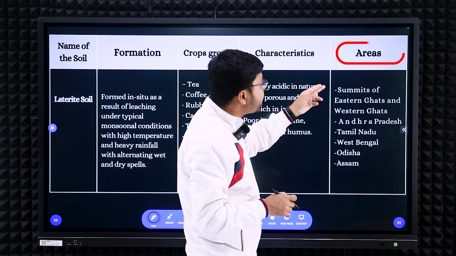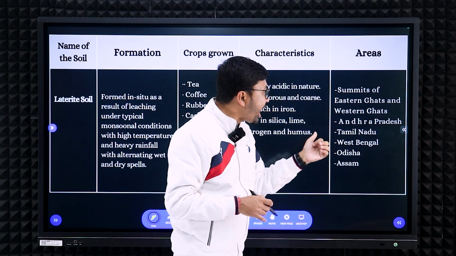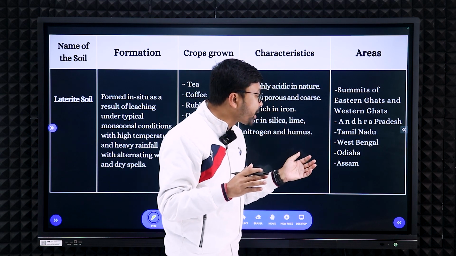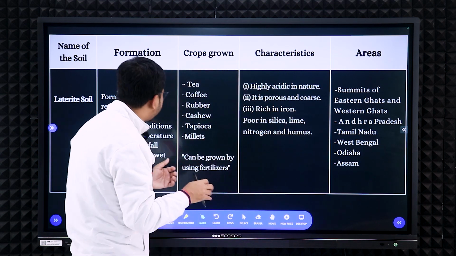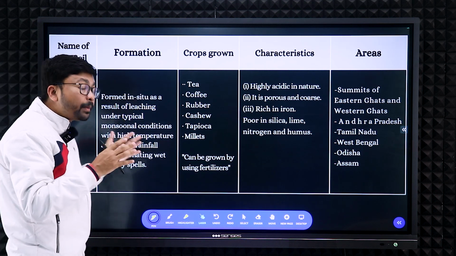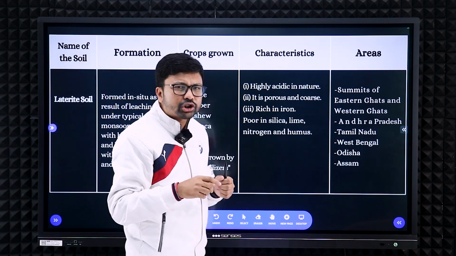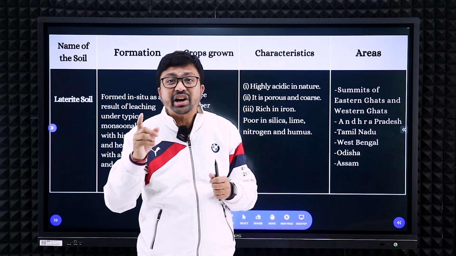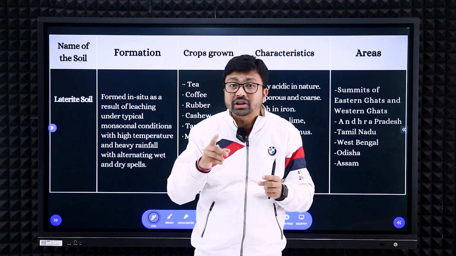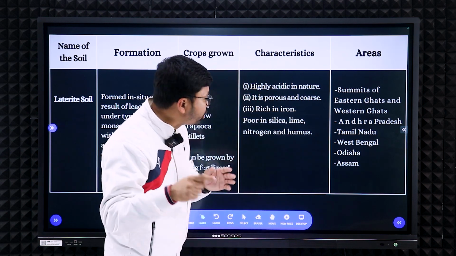The areas where we get it are the summits of the Eastern Ghats and the Western Ghats, in states like Andhra Pradesh, Tamil Nadu, West Bengal, Odisha and Assam. Those are the areas where we are getting laterite soil. So these tables you need to remember. One more important question from there: the similarities between red soil and laterite soil, right? Both are red in color and both are rich in iron. So that you need to remember.